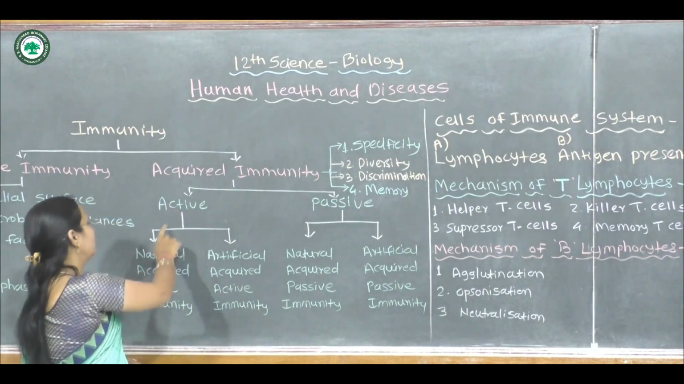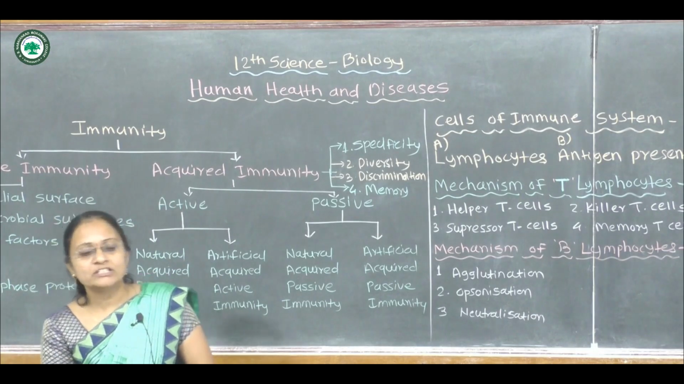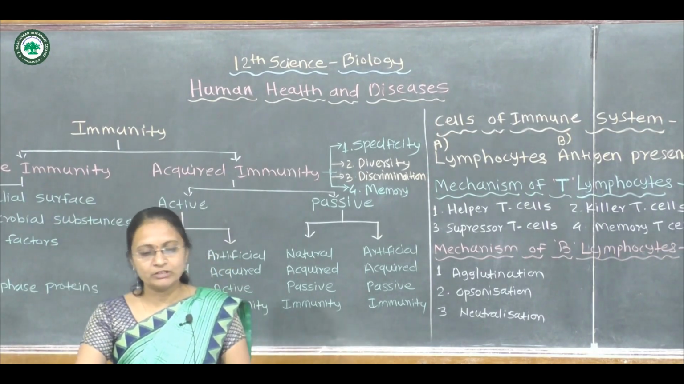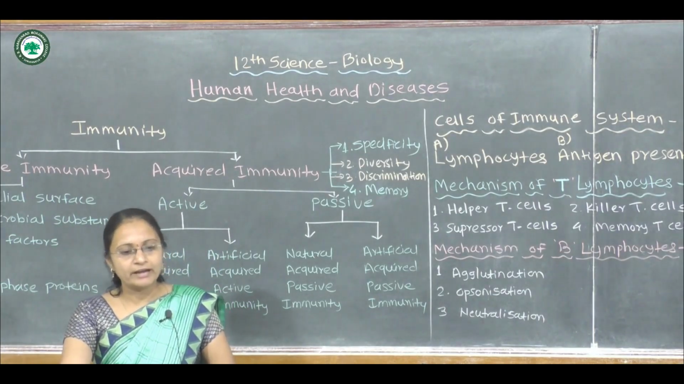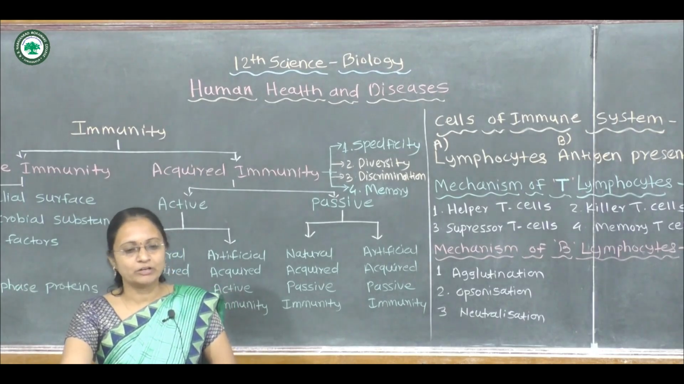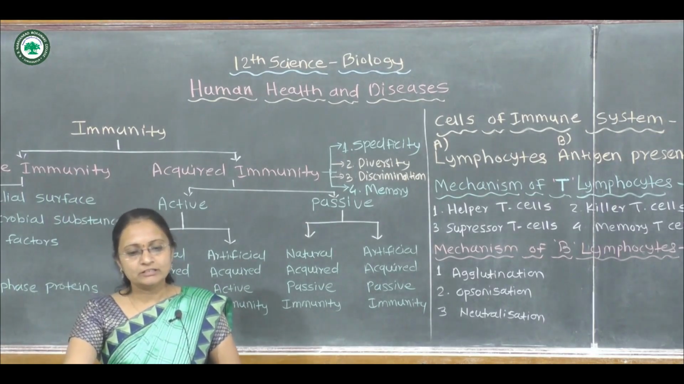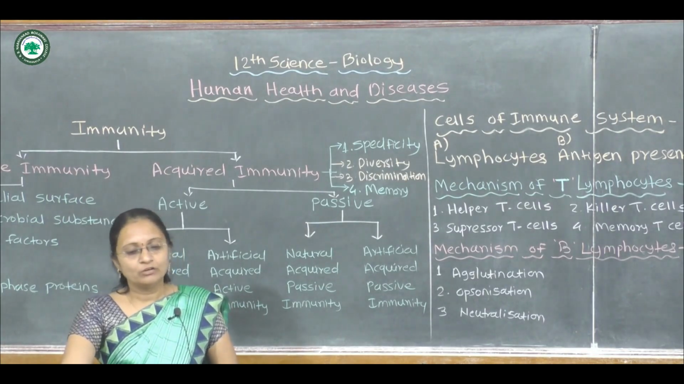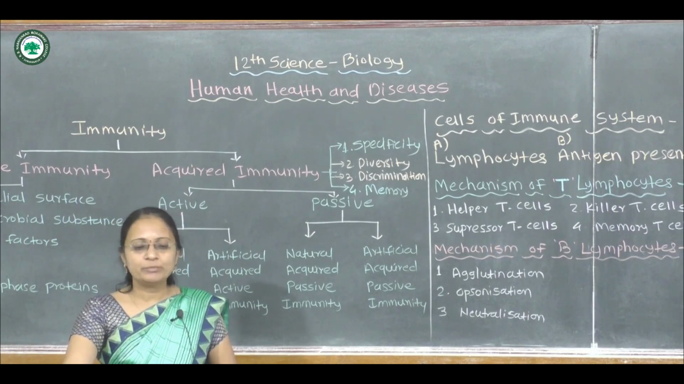Now, acquired active immunity shows natural acquired active immunity. What is happening in this natural acquired active immunity? Due to infection, the immunity is acquired, and it develops after the entry of a pathogen inside the body. It is long lasting immunity. When a person recovers from an attack of measles, natural acquired immunity develops, and this lasts for a lifetime.